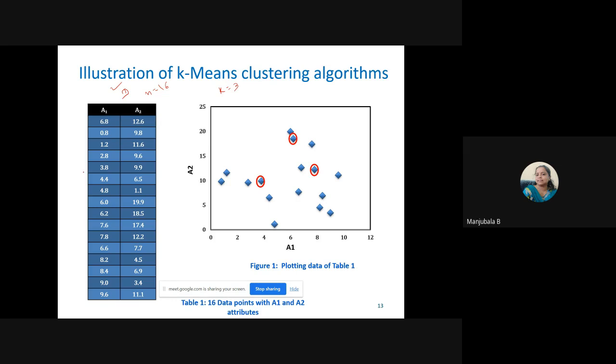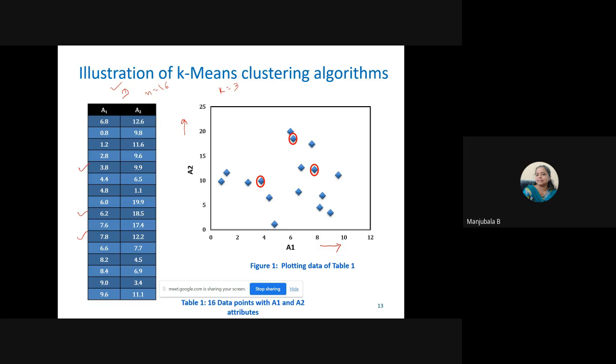I think this point is selected randomly, 3.8, another point is 6.2, another point is 7.8. These 3 points are selected randomly. So this is the plotting of the data, right? This x-axis represents the attribute A1, y-axis represents the attribute A2. These are the points present in the scatter plot.